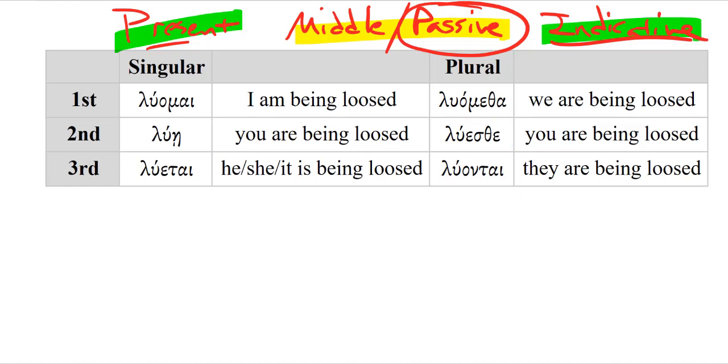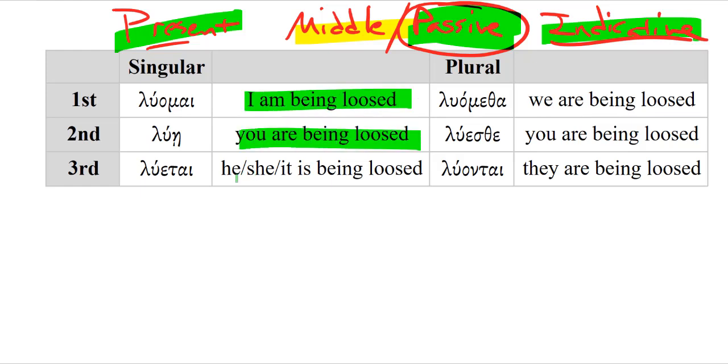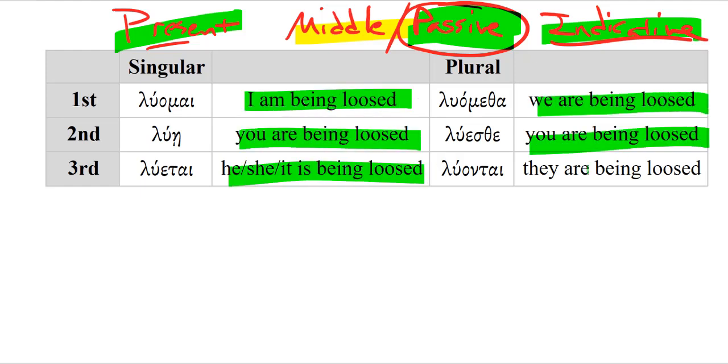You can just memorize it. Luomai, lue, luetai, luomatha, luesthe, luontai. Notice the translation here that's given is the passive. I am being loosed. You are being loosed. He is being loosed. We are being loosed. Y'all are being loosed. They are being loosed. Right? It's passive.